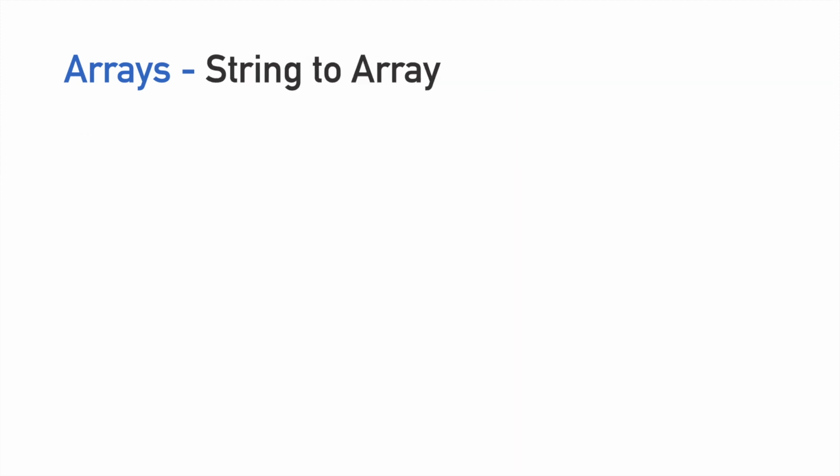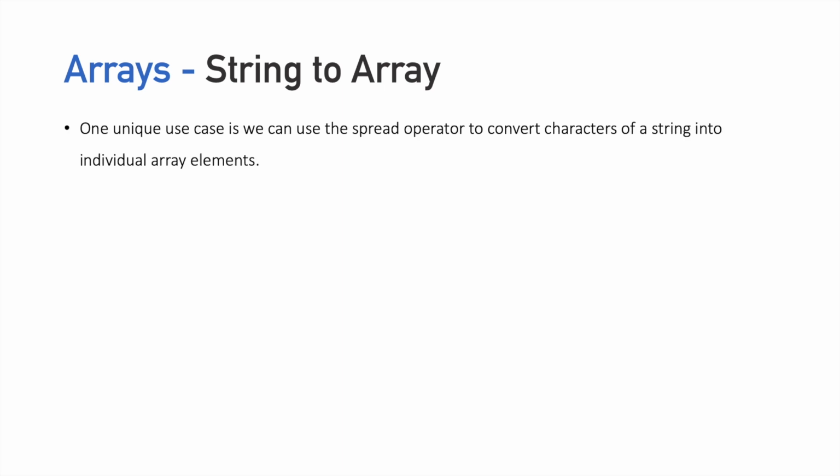Now let's see how we can convert a string to an array using the spread operator. This is a unique case where we can use the spread operator to convert characters of a string into individual array elements. So let's take an example to see how that happens.